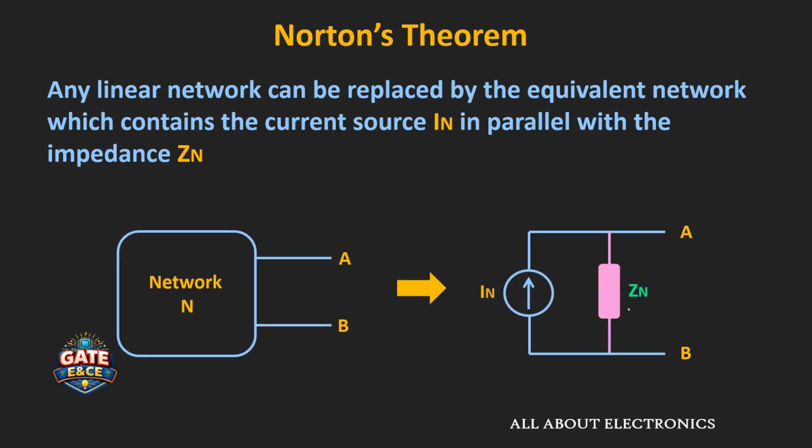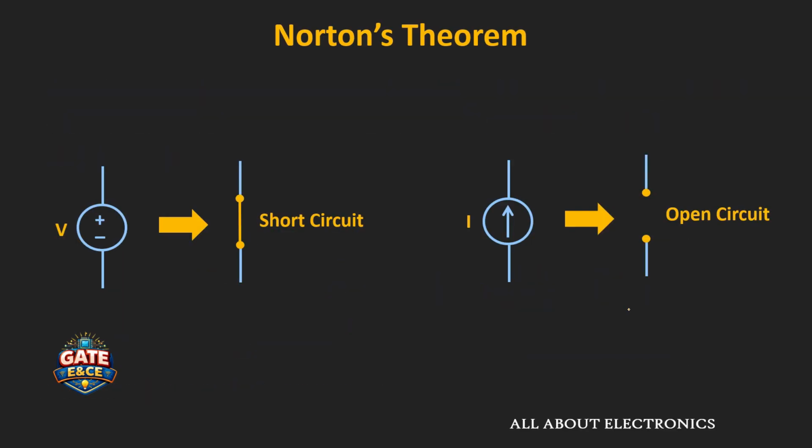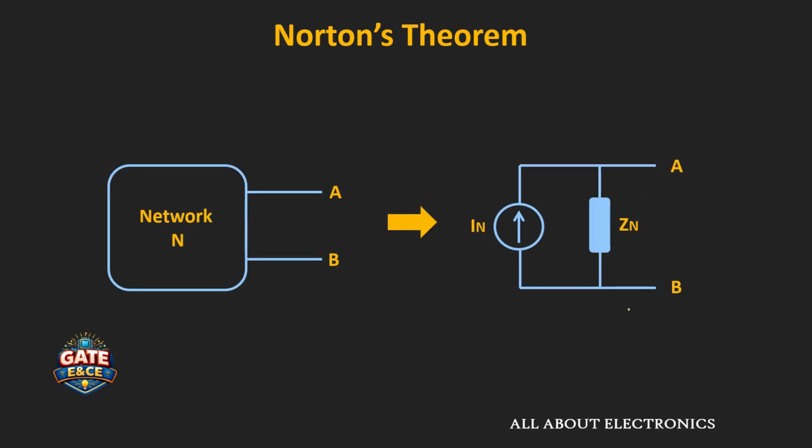Similarly, this ZN is the Norton's equivalent impedance, and it is the equivalent impedance which is seen through the terminals A and B when all the independent sources in the network are 0. That means while finding this equivalent impedance, all the voltage sources in the circuit will be considered as short circuit, while all the current sources will be considered as open circuit. And using this, we can find the equivalent impedance. So this equivalent representation of the network is also known as the Norton's equivalent circuit.